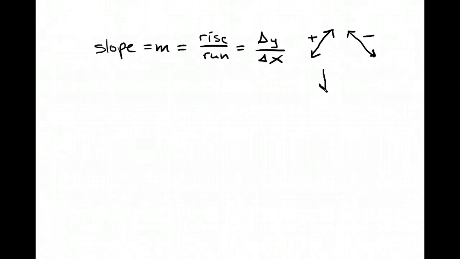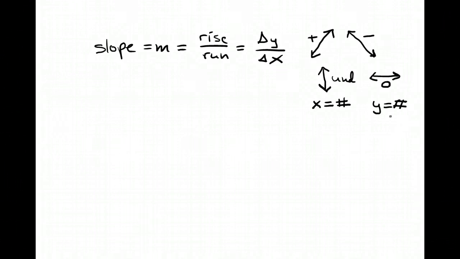If I get a vertical line, that means I had 0 in the denominator, and that's an undefined slope. If I have a slope that equals 0, that means I have a horizontal line. If you have a vertical line, the equation of your line will always be x equals a number. If it's a horizontal line, it will always be y equals a number.